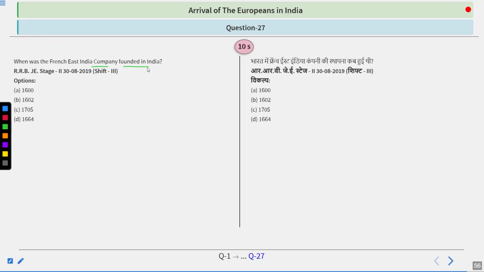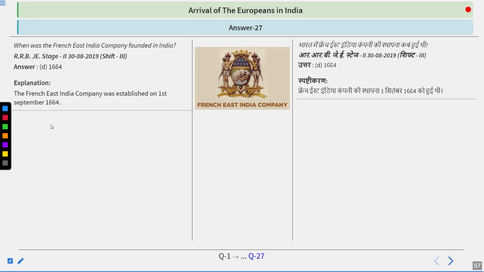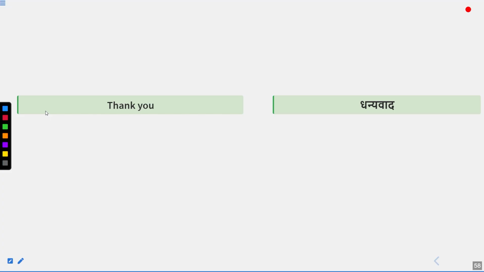When was the French East India Company founded in India? Options are in front of you. Take your time and try to find out the answer. And I guess the answer is quite right. The answer is 1664. Very simple, as it was created by the Prime Minister of France at that time. The French East India Company was established on 1st of September 1664, and later on, it came to India.